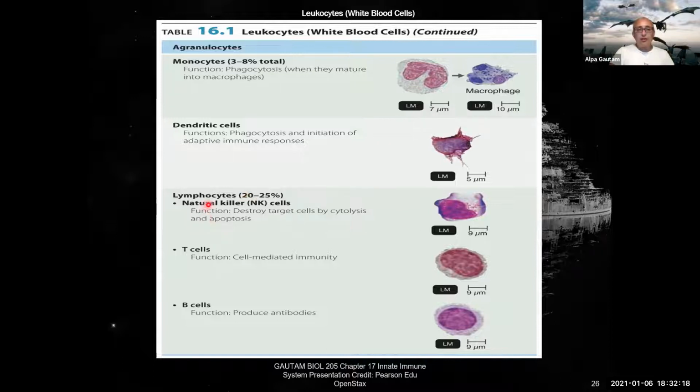The lymphocytes, there are three types: the natural killer cells, T cells, and then B cells. You don't need to know what they look like. I'm not going to put pictures of this for you to know. You would need to know what their functions are, but we're going to go through the functions one by one. Dendritic cells go through phagocytosis and they interact with the adaptive immune system. Monocytes go through the process of phagocytosis. Actually, it's not the monocyte that is phagocytic, it's the macrophage. So it has to differentiate first.